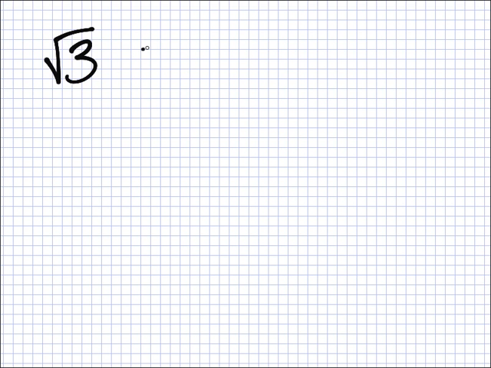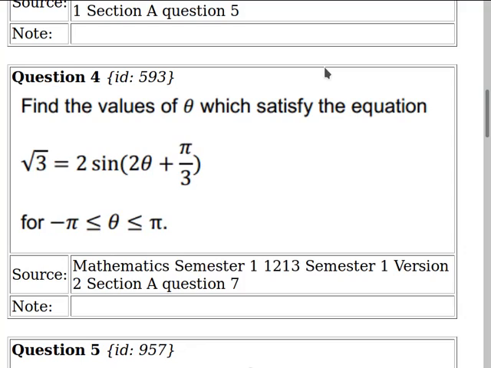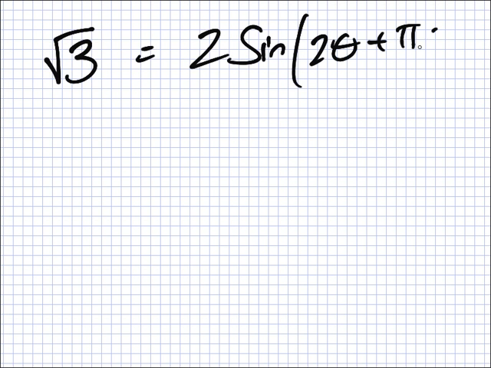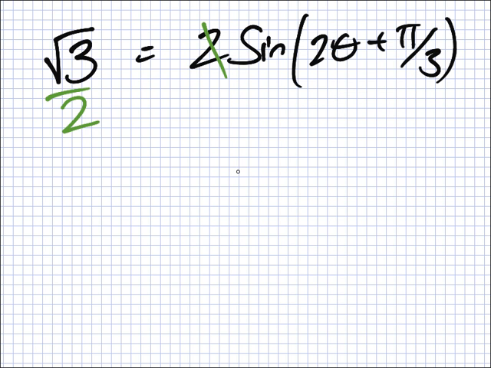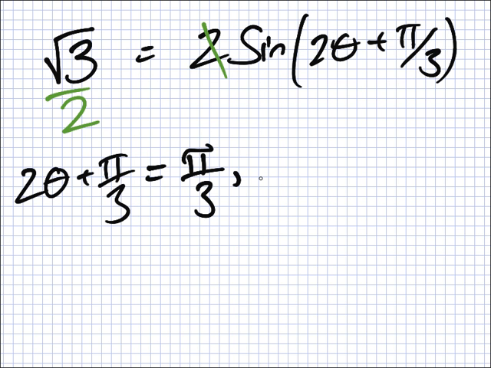Root 3 equals 2 sine of 2 theta plus pi over 3. Now I'll divide by 2, and now I need to do sine inverse. So 2 theta plus pi over 3 equals... sine inverse is pi over 3, is it? Okay, I'll put the second answer next: 2 pi minus the first answer, 2 pi over 3. And then add 2 pi to these: 7 pi over 3 and 8 pi over 3.